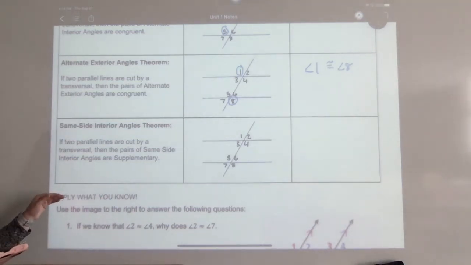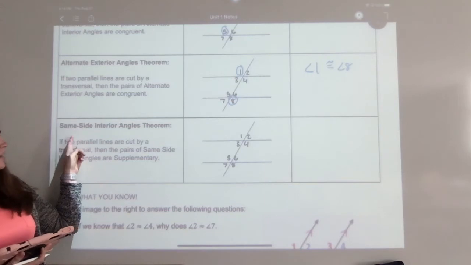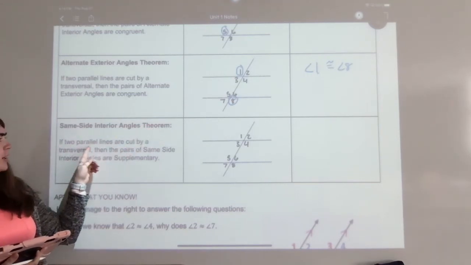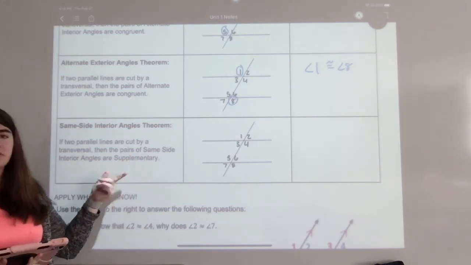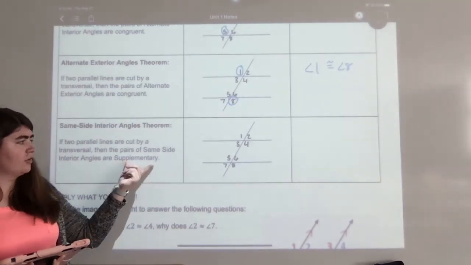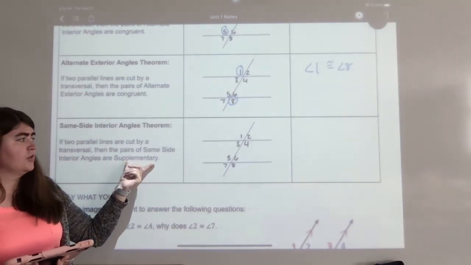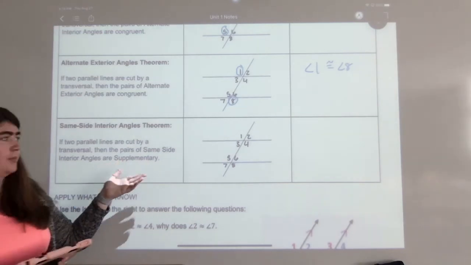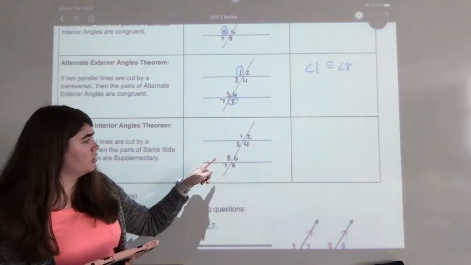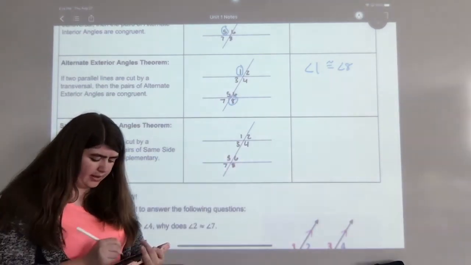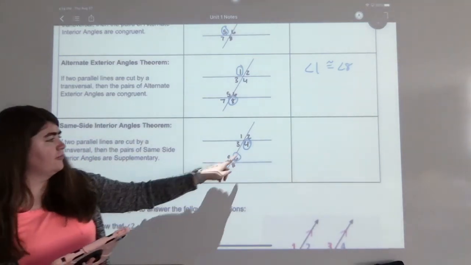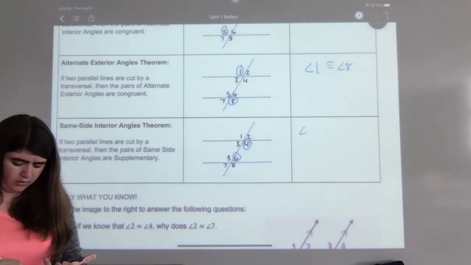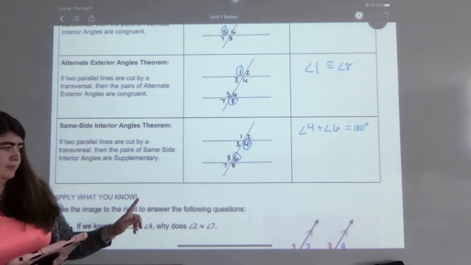Next, you might see where this is headed, but then we get a little bit of a change here. Same side interior angles theorem says that if two parallel lines are cut by a transversal, then the pairs of same side interior angles are supplementary. Supplementary means that they add up to 180 degrees. So first we have to identify our same side interior angles. Let's go with 4 and 6. So I have 4 and 6. If they are supplementary, then angle 4 plus angle 6 must equal 180 degrees. And that's my conclusion.